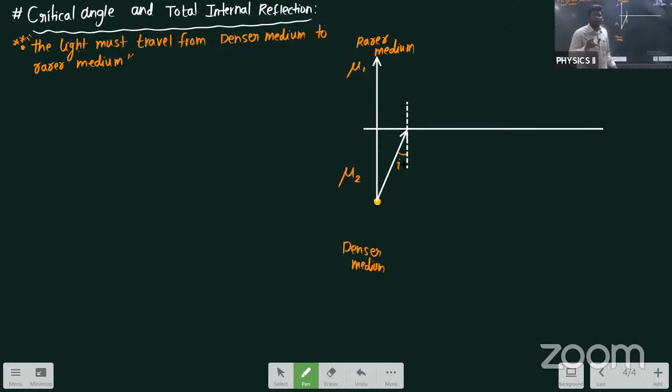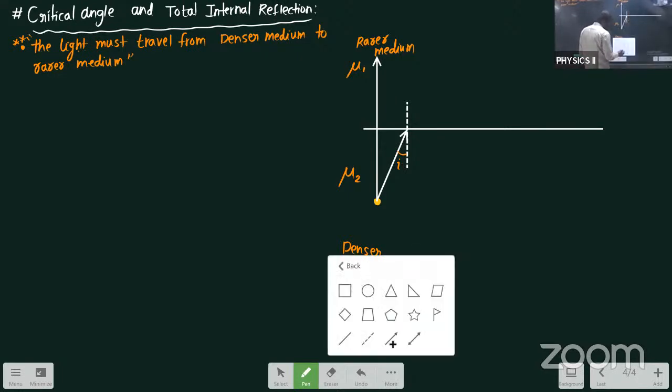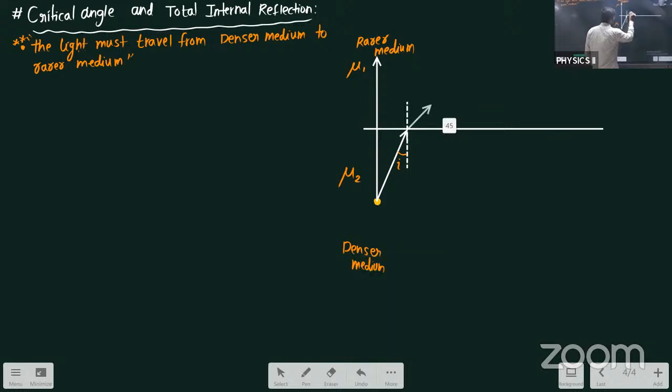Now see here, is the light ray going from denser to rarer medium or rarer to denser medium? The light ray is going from denser medium to rarer medium. Whether it will move away from the normal or towards the normal: whenever a light ray goes from denser medium to rarer medium, it will move away from the normal. Whenever a light ray comes from rarer medium to denser medium, it will move towards the normal. So here, the light is going from denser medium to rarer medium. So definitely what will happen? It will move away from the normal.